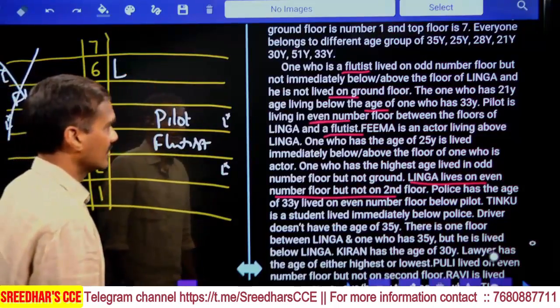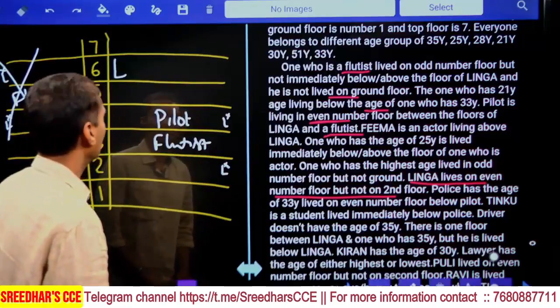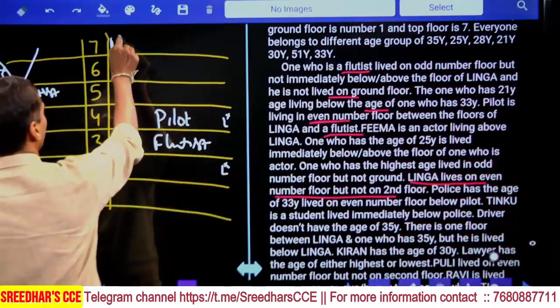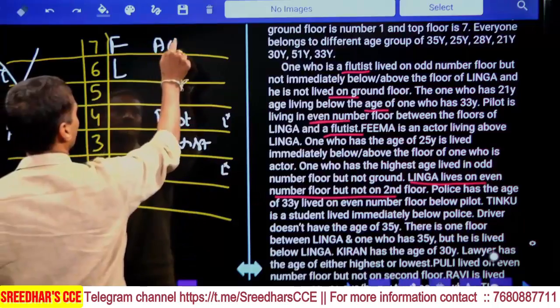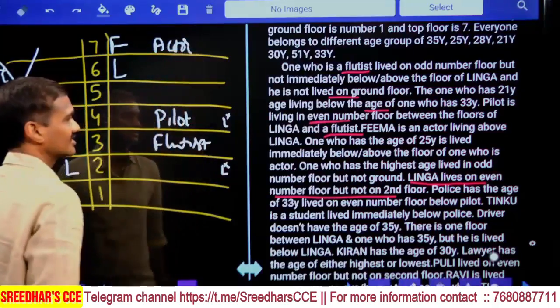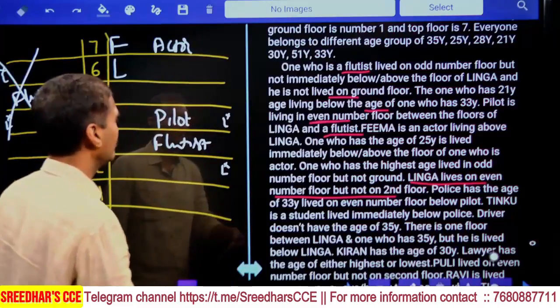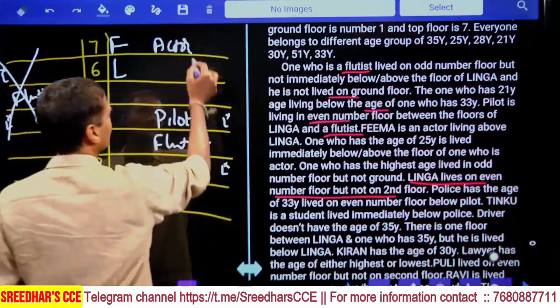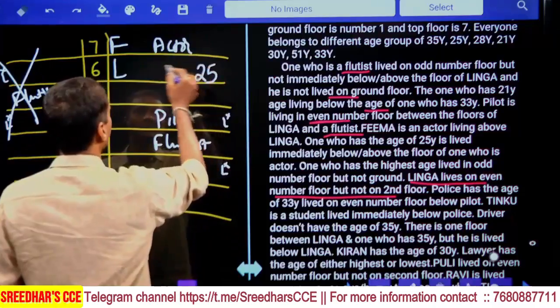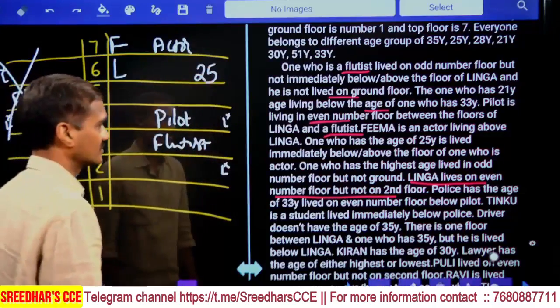And next one. Fema is an actor living above Linga. Above Linga, who is that person? Fema. And what is her profession? Actor. Fema is an actor living above Linga. One who is of the age of 25 lives immediately above or immediately below the actor. Immediately above is not possible. Immediately below, hence Linga is 25 years of age.